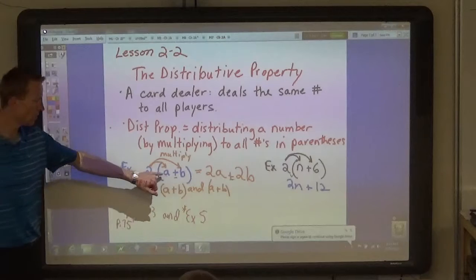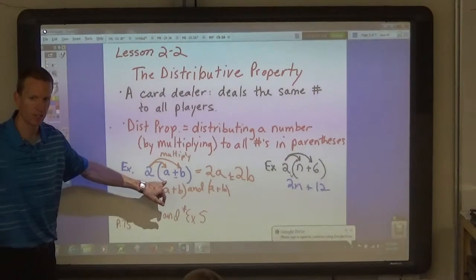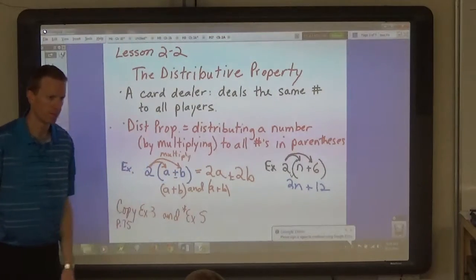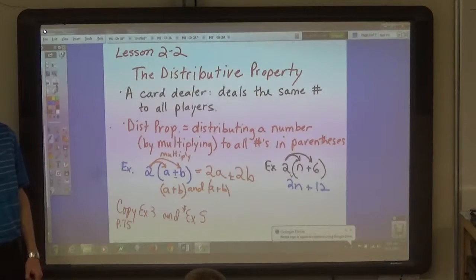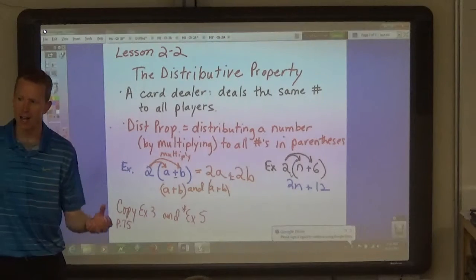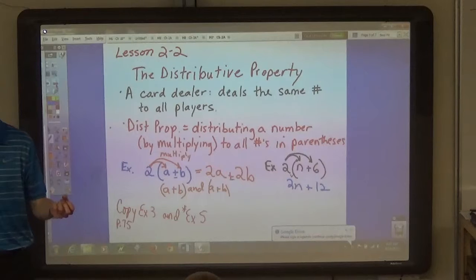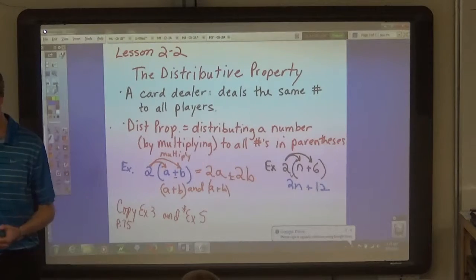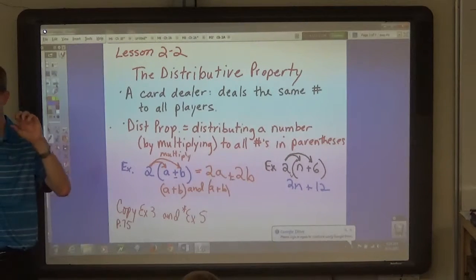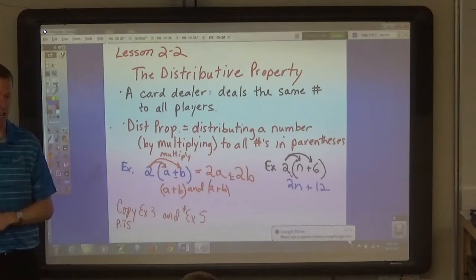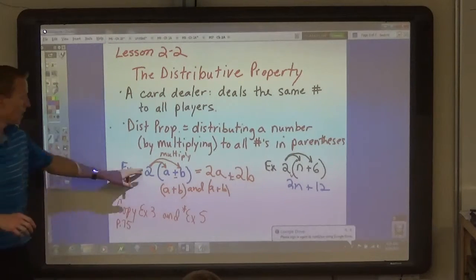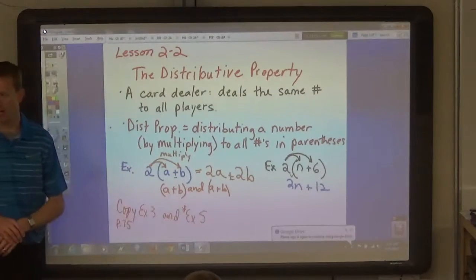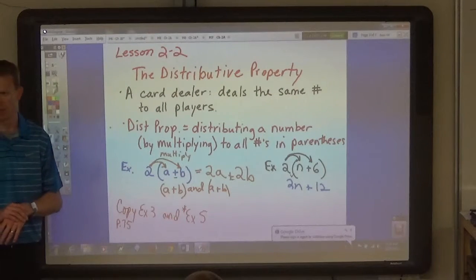If you have 2 times a, you have 2 a's. Okay? Just like if you have 2 times 5, we know we have 10, but that 10 comes from the fact that we have 2 5s added together. 2 times 5 is 10. 2 times a is 2a. Okay?